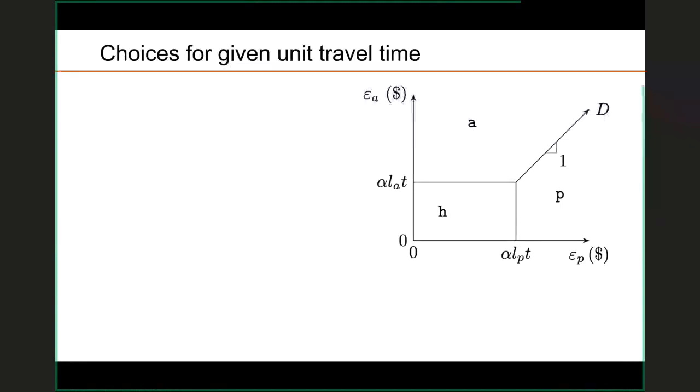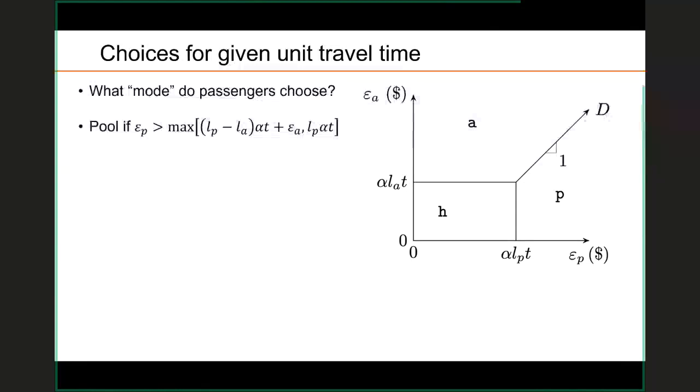So basically, what we can do is ask what mode passengers choose. They're choosing among these three modes: home, alone, and pool. They're going to choose the one that gives them the highest utility. We already defined what the utilities were.